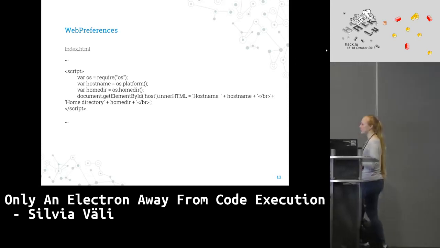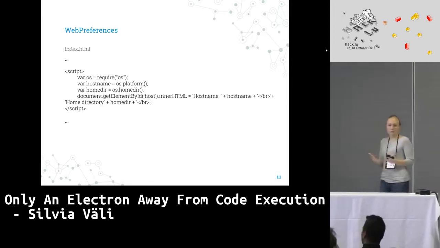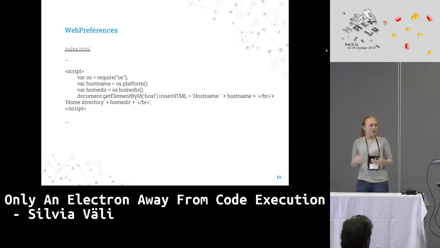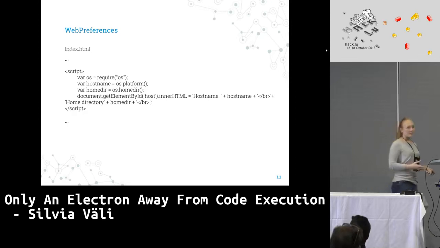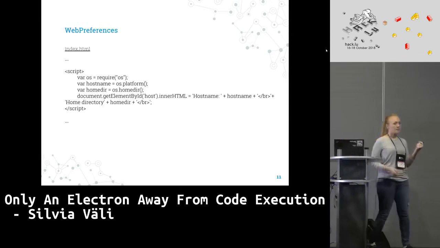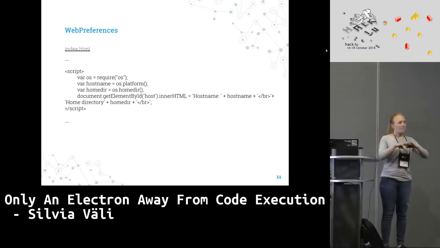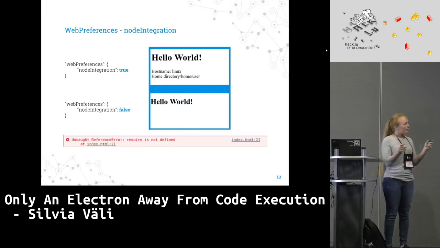And to demonstrate what the usage of this option actually looks like, let's see what's inside the index.html file here. We try to require the OS module in order to simply display the home directory and the platform of the machine on which the application is currently running. And then we simply display it back to the user. So if we place this index.html file into the context where we have a browser window where we specified that node integration should be set to true, then we get exactly what we asked for.